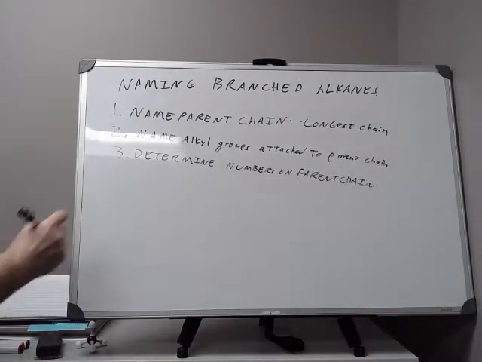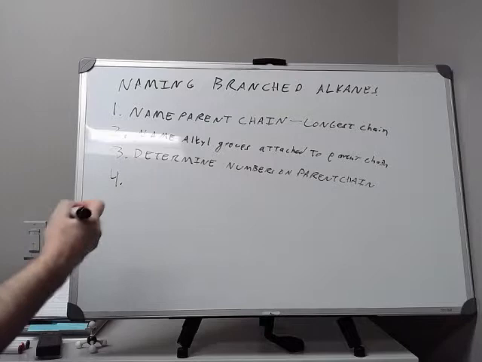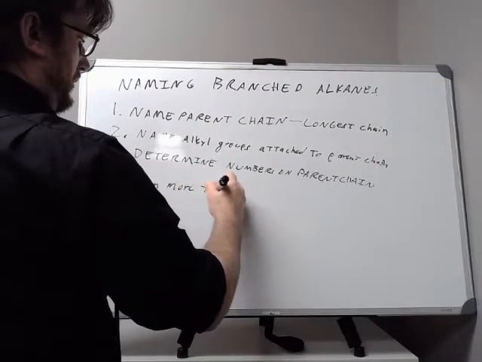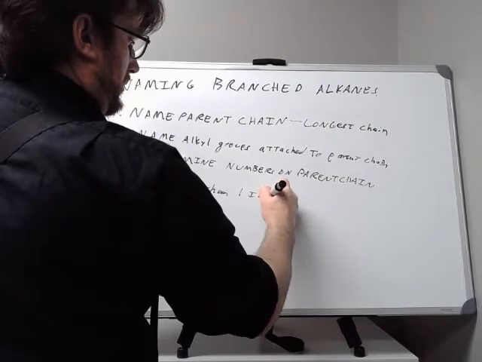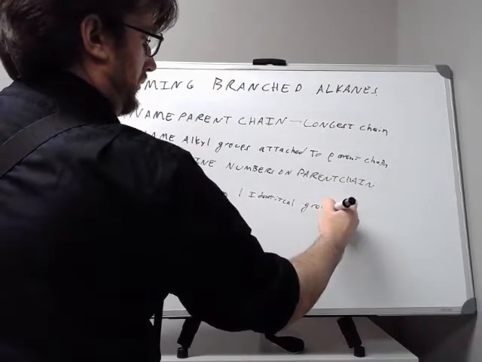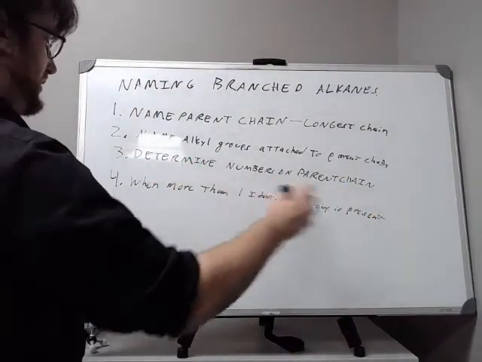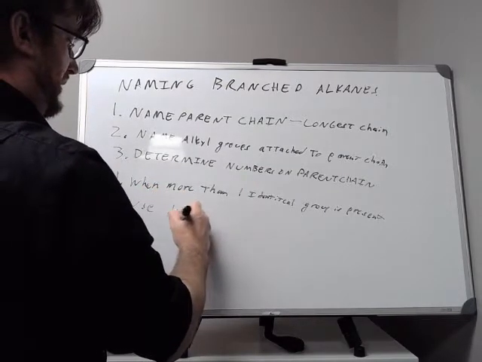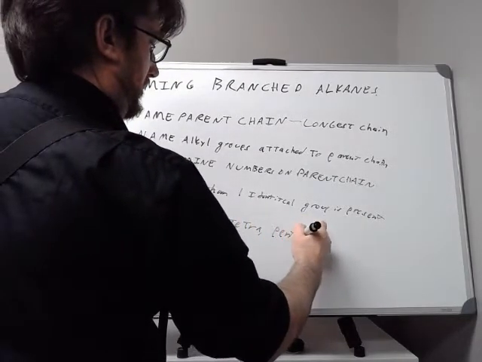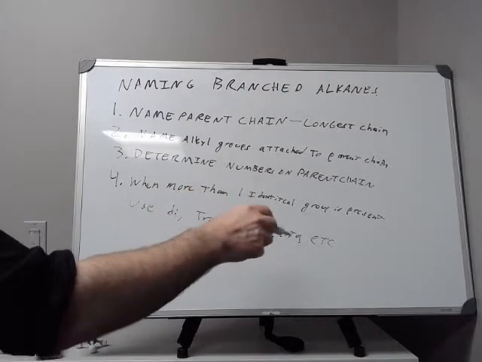And then once we have the numbers, we also have to look at whether we have more than one identical group. So when more than one identical group is present, we have to use di, tri, tetra, penta, etc. to specify how many of that group we have.